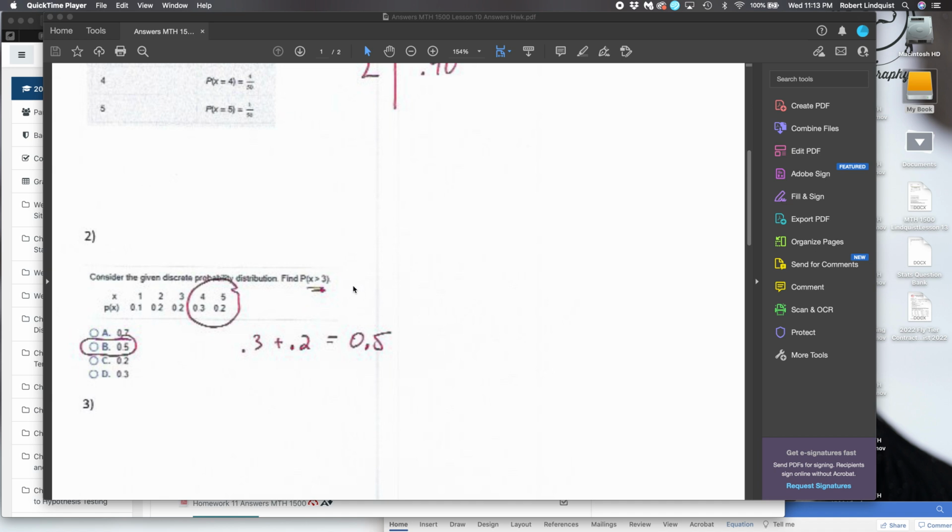Find the probability x is greater than 3. So if you're greater than 3, then you're either 4 or 5, and you need to add both of those up. So if 0.3 is the probability for 4 and 0.2 is the probability for 5, you add them both up and you get 0.5.